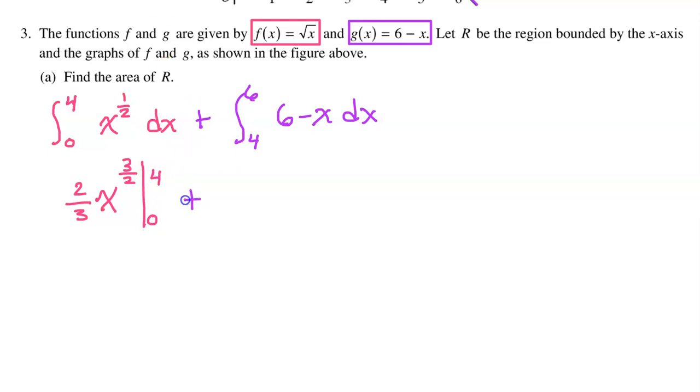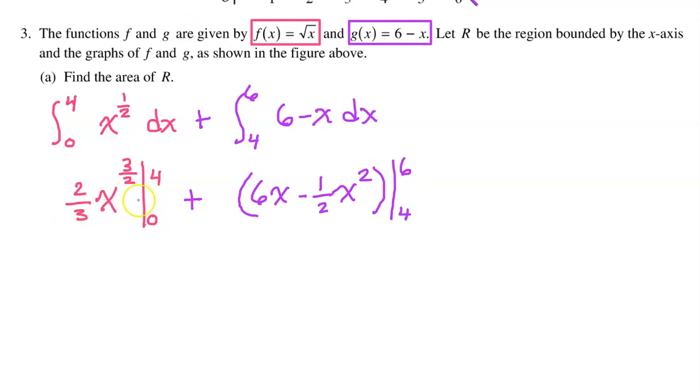Moving on to the next integral, let's integrate this term by term. So integrating the 6, the antiderivative is 6x. And then for the next term, I bring down that x, I increase the power by 1, and then I divide by the new power, so I have a 1/2. So minus 1/2 x squared. And again, we need to apply the limits of integration.